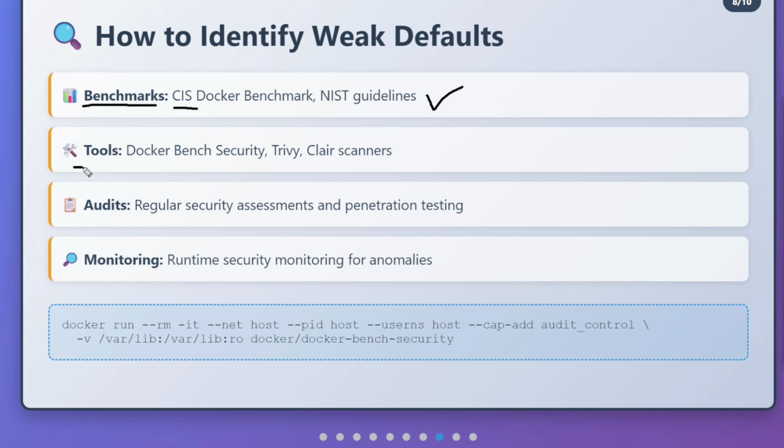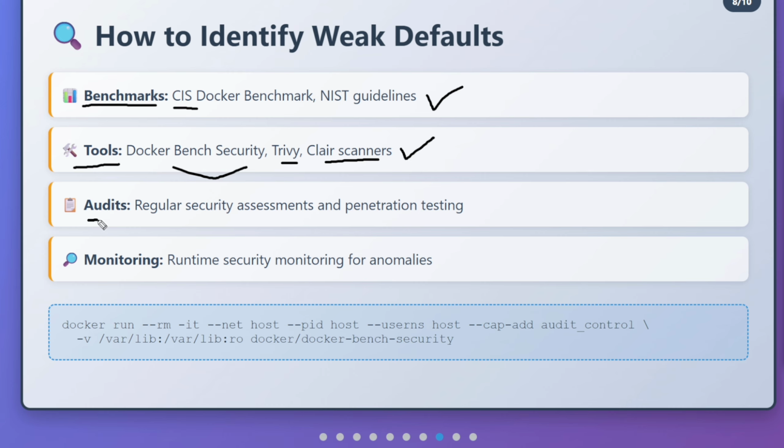We also need to make sure to use tools like Docker Bench Security. This is one of the tools which checks your host and containers against the CIS benchmarking standards. And Trivy, which scans for vulnerabilities in Docker images and checks for configurations and SBOMs also. Clair scanner analyzes the layers inside your container for known CVE vulnerabilities.